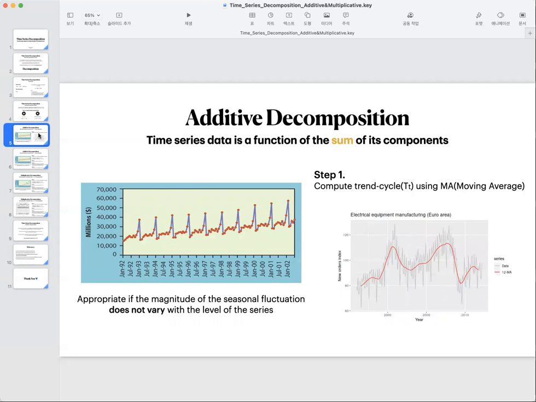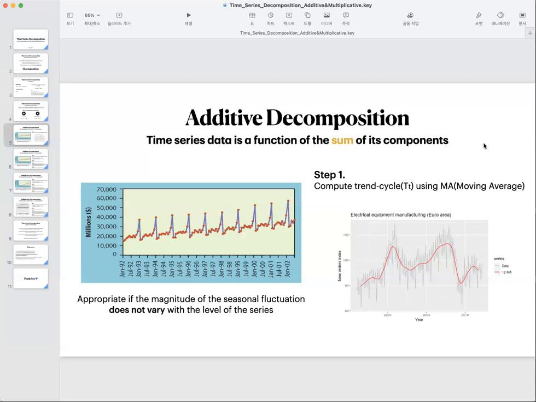The additive model argues that time series data is a function of a sum of its components. So it is appropriate if the magnitude, like the amplitude of the seasonal fluctuation, does not vary with the level of the series. Let's take a look at the calculation process step by step.